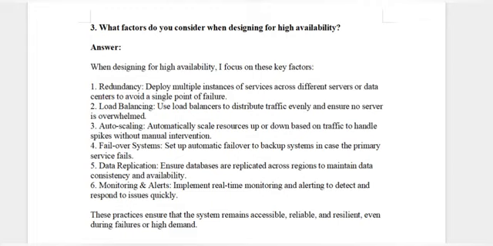Fourth is failover systems. Set up automatic failover to backup systems in case the primary service fails. Fifth is data replication. Ensure databases are replicated across regions to maintain data consistency and availability. Sixth is monitoring and alerts. Implement real-time monitoring and alerting to detect and respond to issues quickly. These practices ensure that the system remains accessible, reliable, and resilient even during failures or high demand.